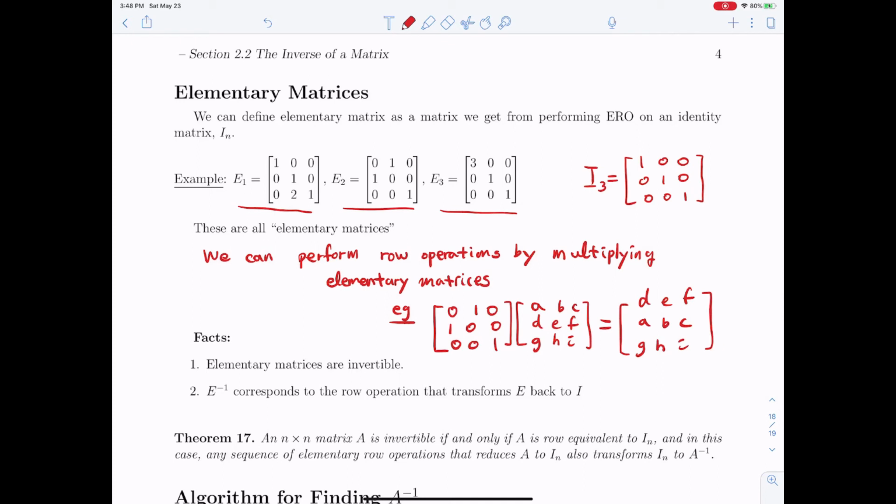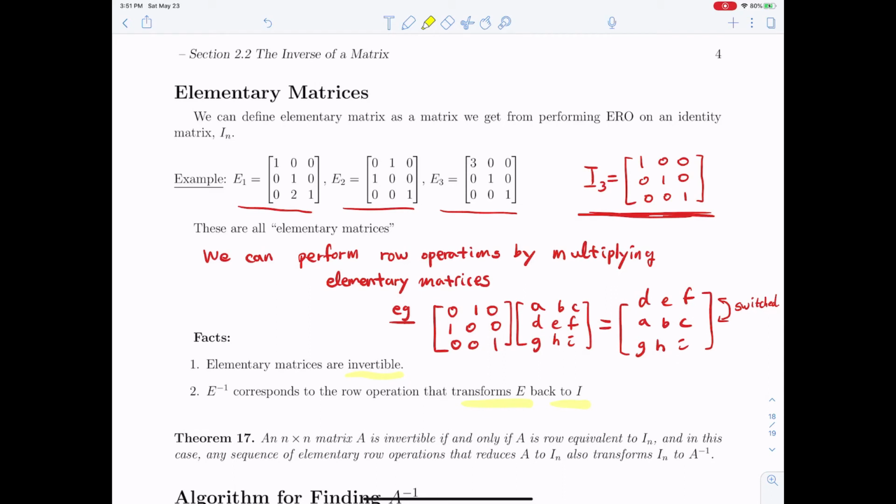And note that the first and the second row are switched with each other. So multiplying by elementary matrices does exactly what you did on the identity matrix. So here are some facts about the elementary matrices. Basically, we can invert the ERO process. So elementary matrices are invertible, and the inverse of an elementary matrix corresponds to the row operation that transforms E back into the identity matrix.